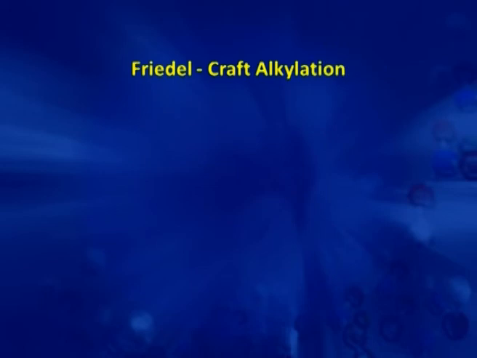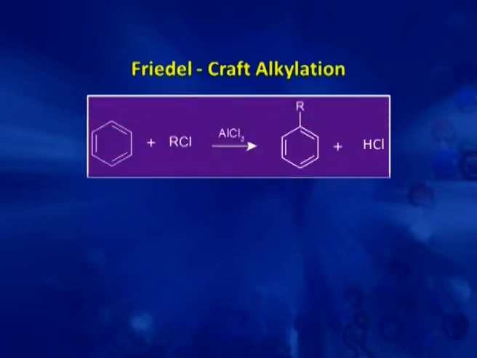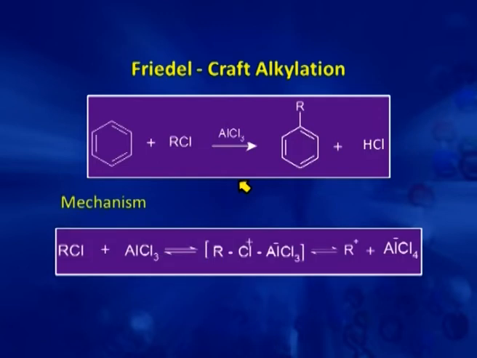Next example of electrophilic substitution reaction is Friedel-Crafts alkylation and acylation. This reaction was given by two scientists, Friedel and Crafts, and that is why it is known as Friedel-Crafts alkylation and acylation. In this reaction, benzene reacts with alkyl halide in presence of a Lewis acid to give the alkyl benzene and HCl. Now, here again the role of Lewis acid is in production of an electrophile, that is this alkyl carbocation.